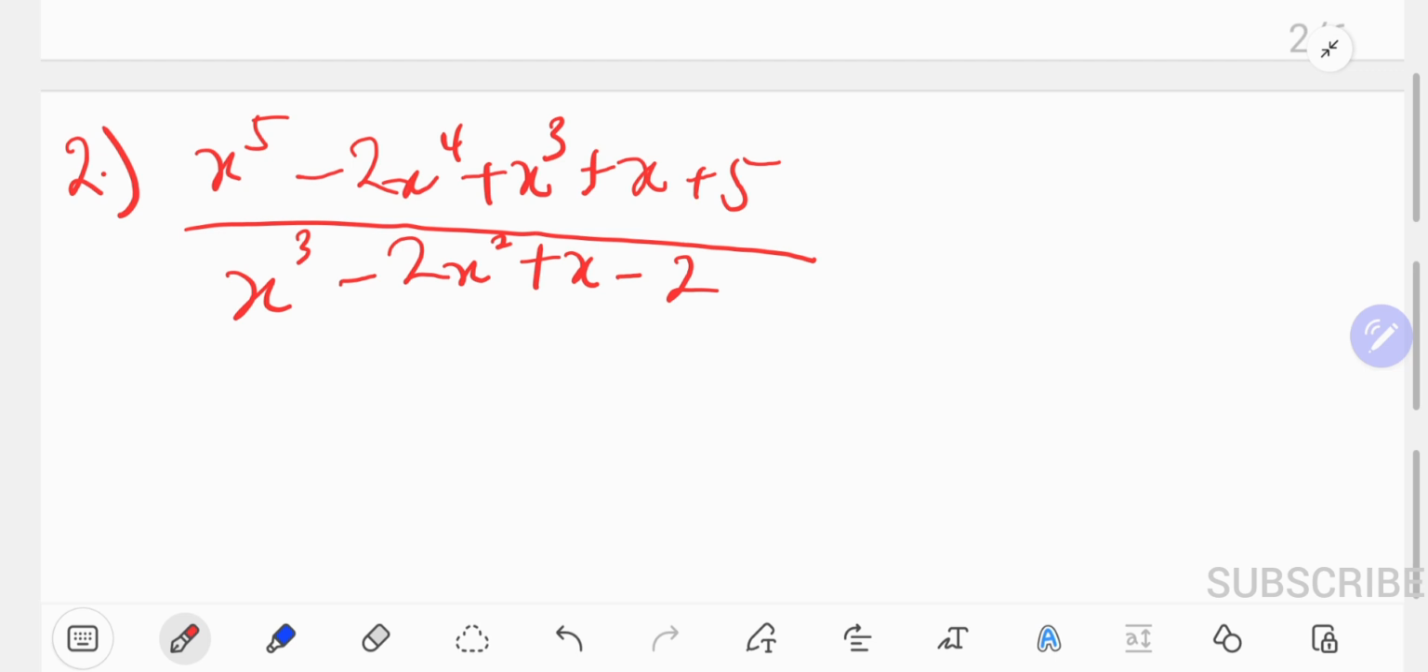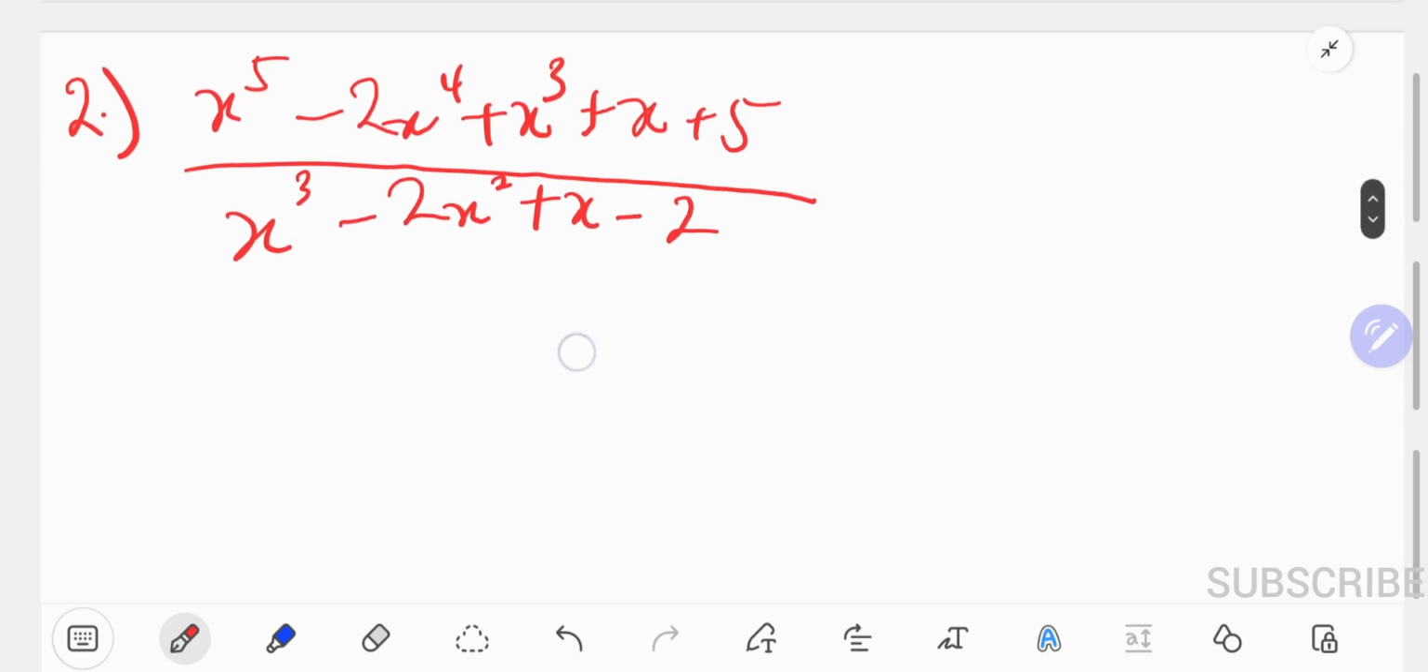Okay, so to solve this, we first of all have to check whether it is a proper or an improper fraction. So is this a proper or improper fraction? How do we know? The highest power of the denominator is lesser than the highest power of the numerator, so this makes it an improper fraction. So the first thing we are supposed to do is to use the long division method to divide this fraction. Okay, so let's do that very quickly.